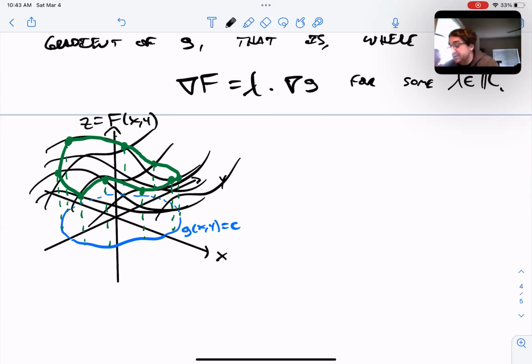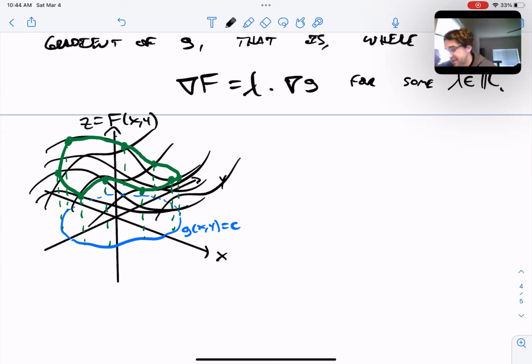And what we want to know is where are the max and mins on this roller coaster ride? Where do you get to the top of a hill? Where do you get to the bottom of a valley on the roller coaster ride? Which could be a max or a min for the surface, but it doesn't have to be. It could just be how that track on the roller coaster goes. So that's what we're searching for.